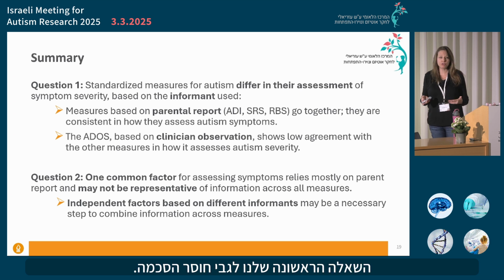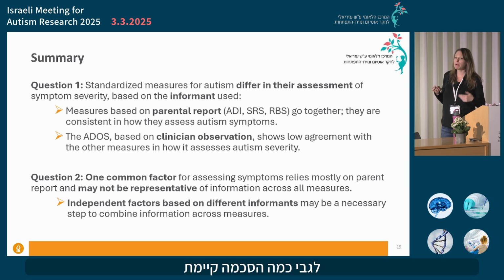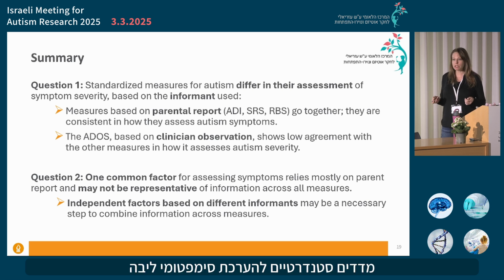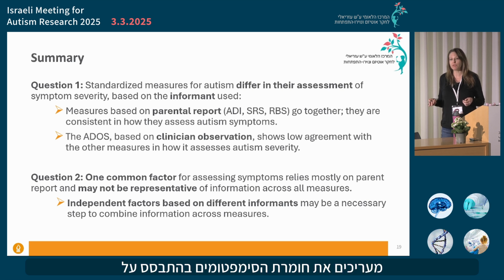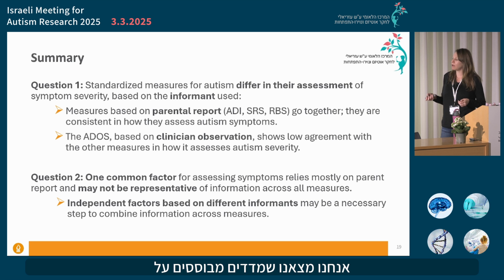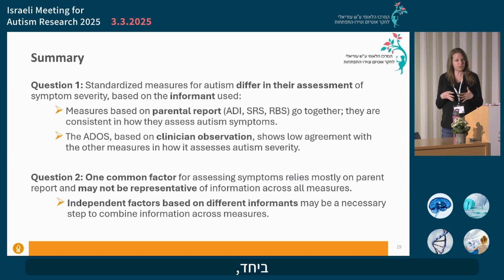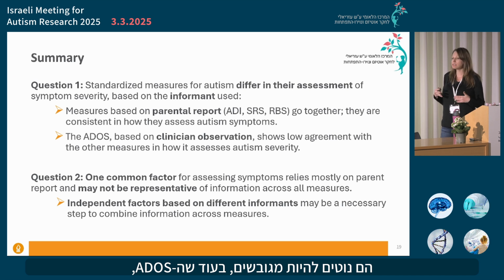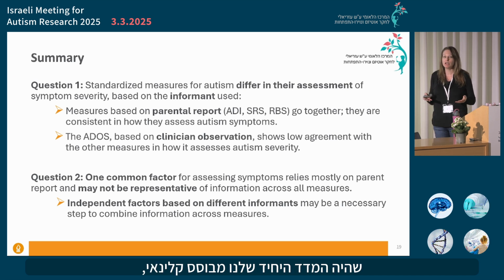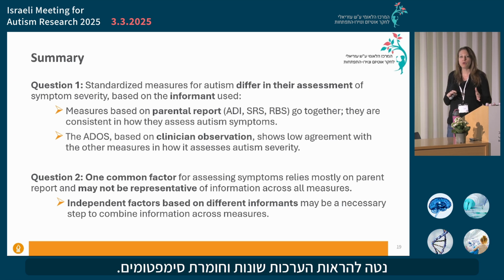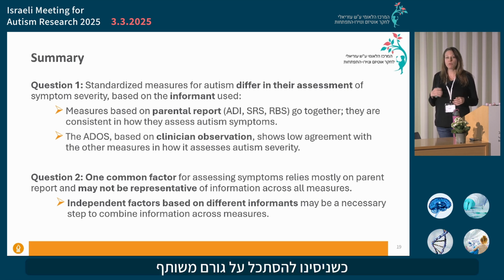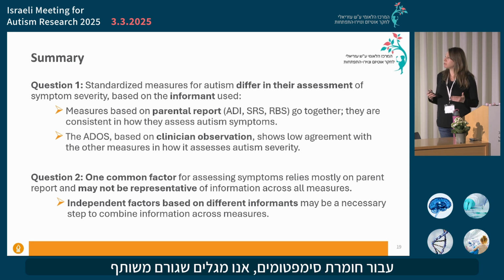So just to summarize, our first question, about how much agreement exists between the measures, what we found is that different standardized measures for assessing core symptoms differ in how they assess symptom severity based on the informant used. And we found that measures based on parent report tend to go together. They tend to be cohesive, while the ADOS, which was our only clinician-based measure, tended to show different assessments of symptom severity.